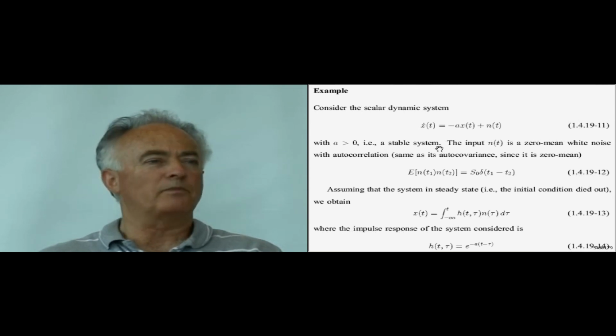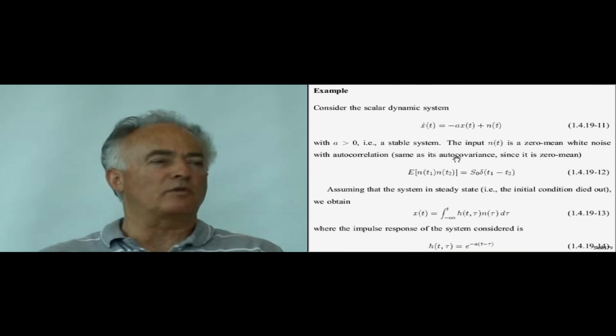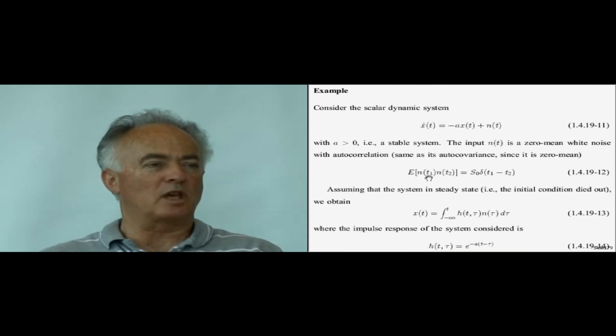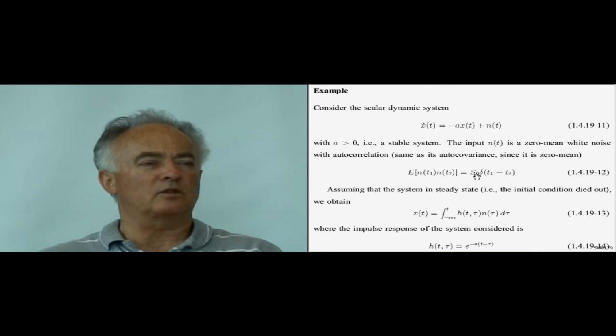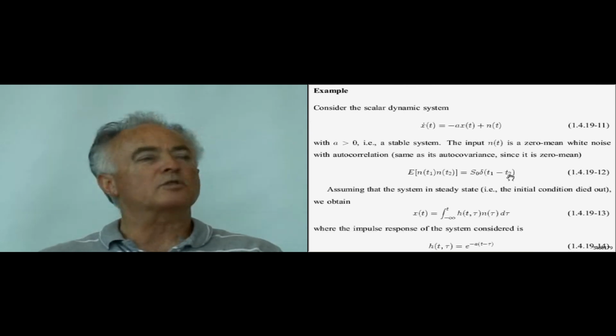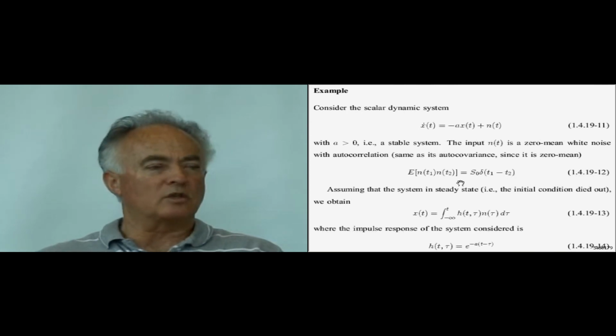That's very important. The input n is a zero mean white noise with autocorrelation, because it's zero mean it does the same thing as the autocovariance. E of n at t1 times n at t2, so the driving noise is a constant S times a Dirac impulse delta function, argument t1 minus t2. So this is an impulse function, and S is the intensity. We'll see its meaning in a moment.